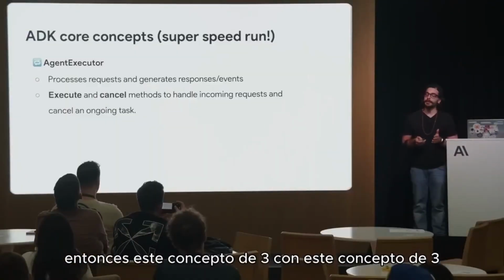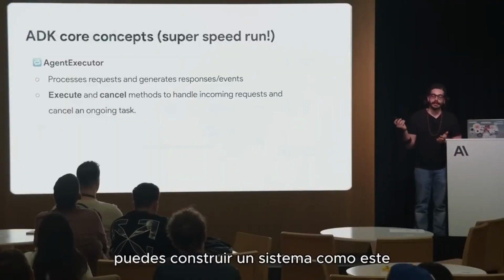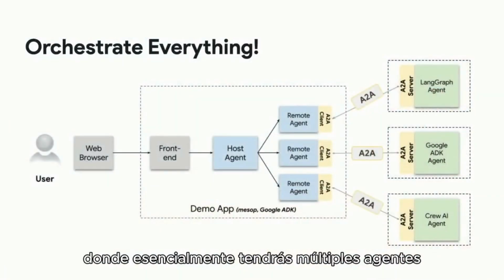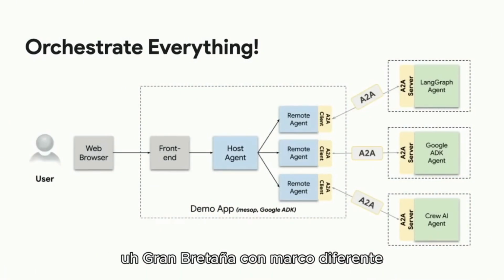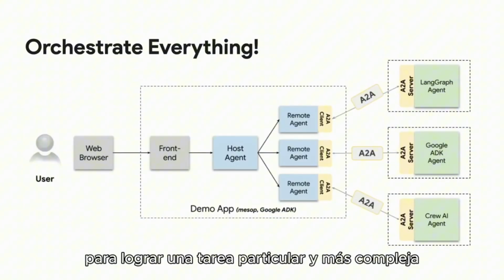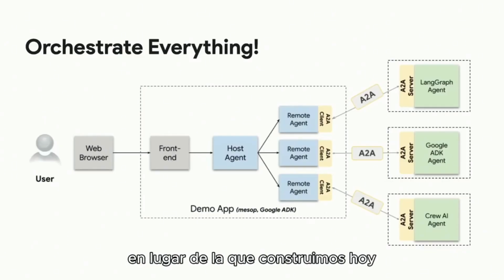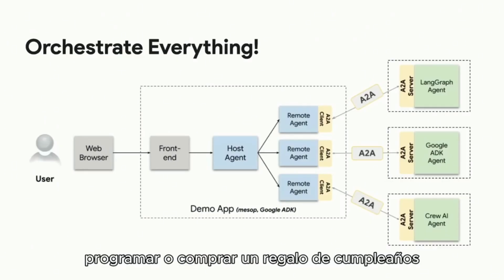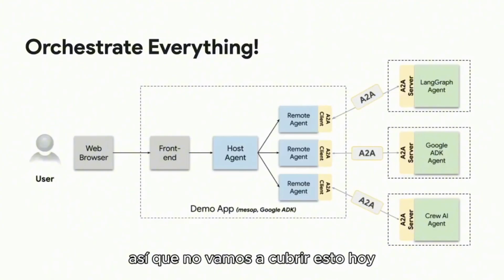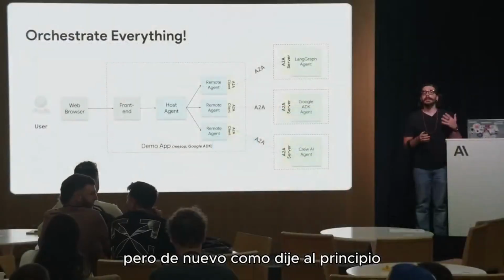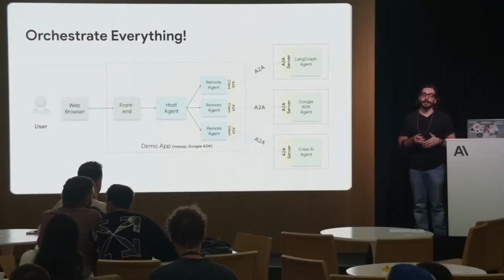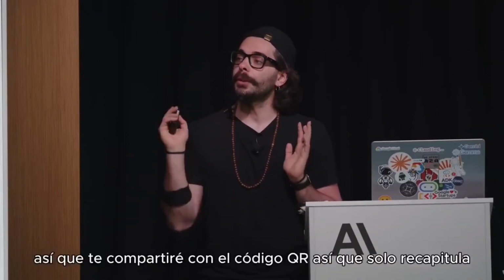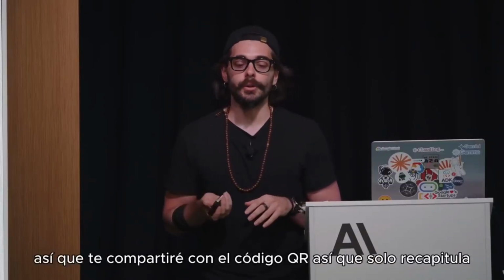So with these three concepts, you can build a system like this one, where you will have multiple agents written with different frameworks communicating with each other in order to achieve a particular and more complex task, rather than the one we built today of scheduling or buying a birthday gift. We are not going to cover this today, but as I said at the beginning, we are going to have a live webinar at the end of the month, so I will share with you the QR code.